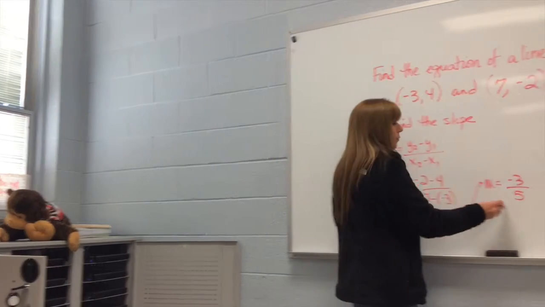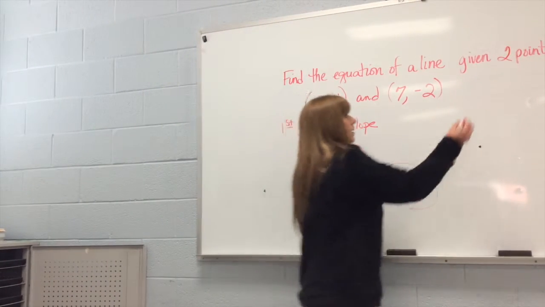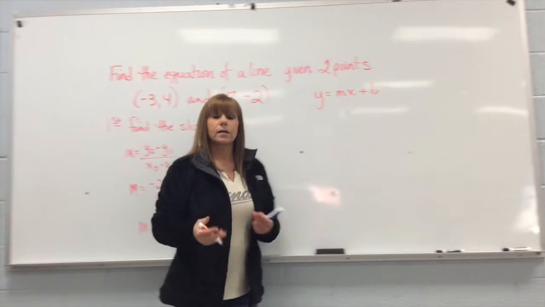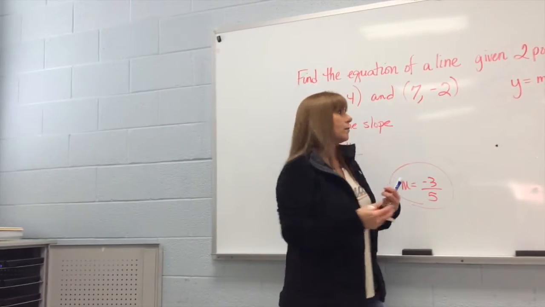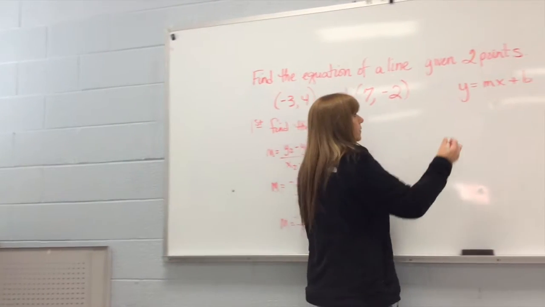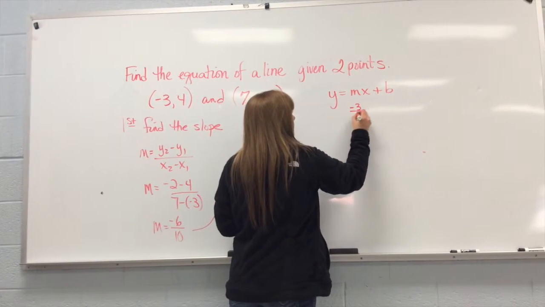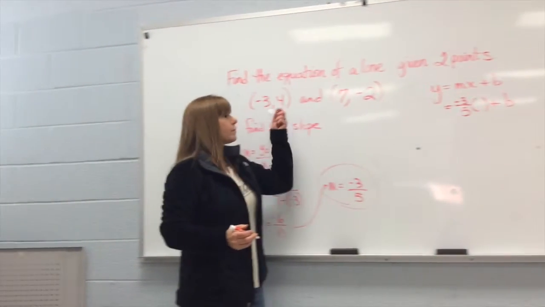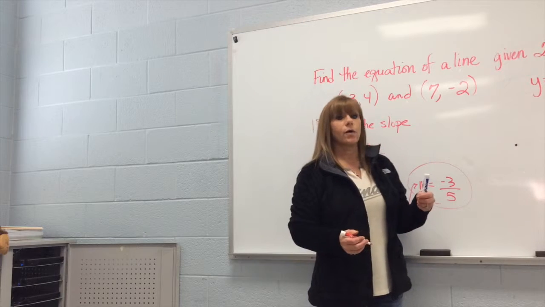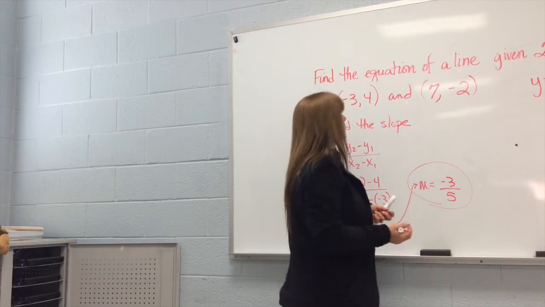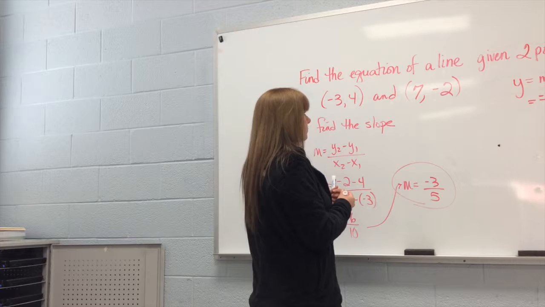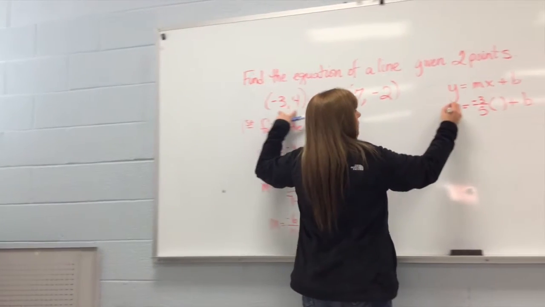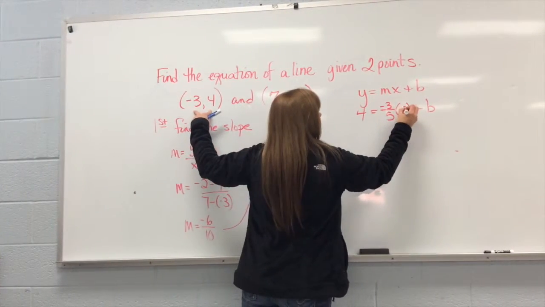Once I have my slope, I'll have to write the equation of this line. I'm going to do exactly what I did in the last set of problems. I'm going to fill in the value I got for my slope, and I'm going to pick either point to fill in for x or y. It doesn't matter which point you choose, you pick one. So I'm going to pick this point. My y value is 4. My x value is a -3.